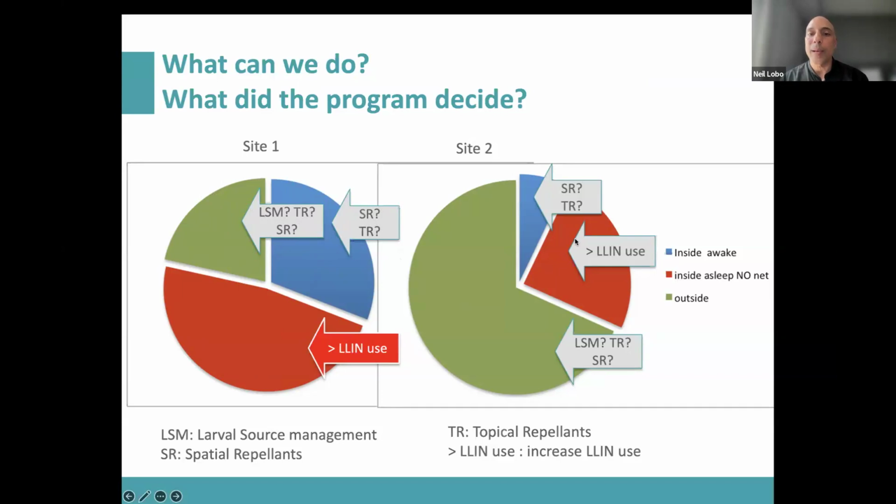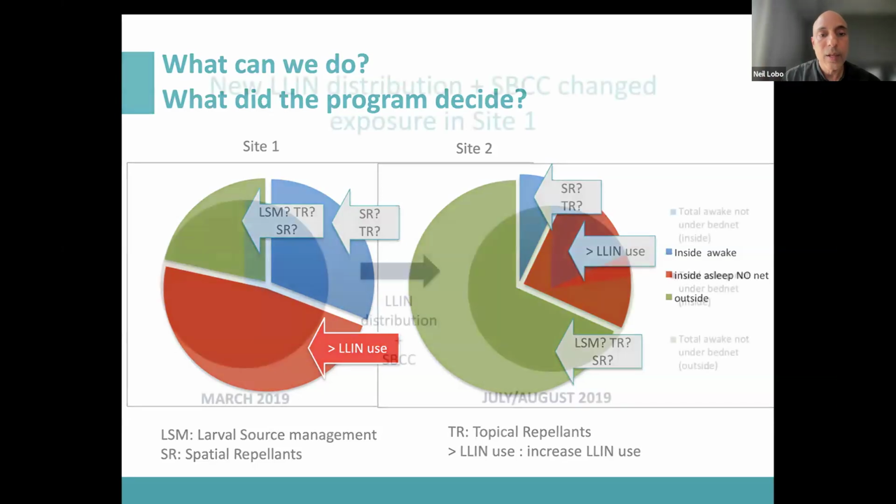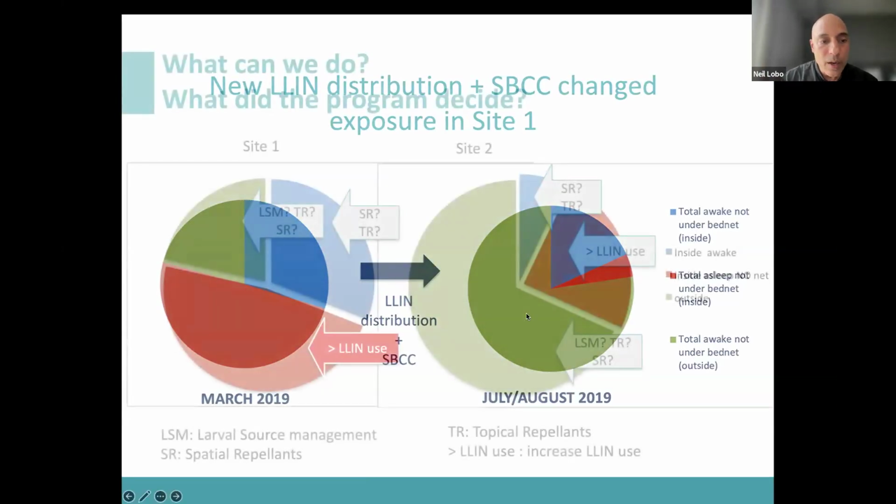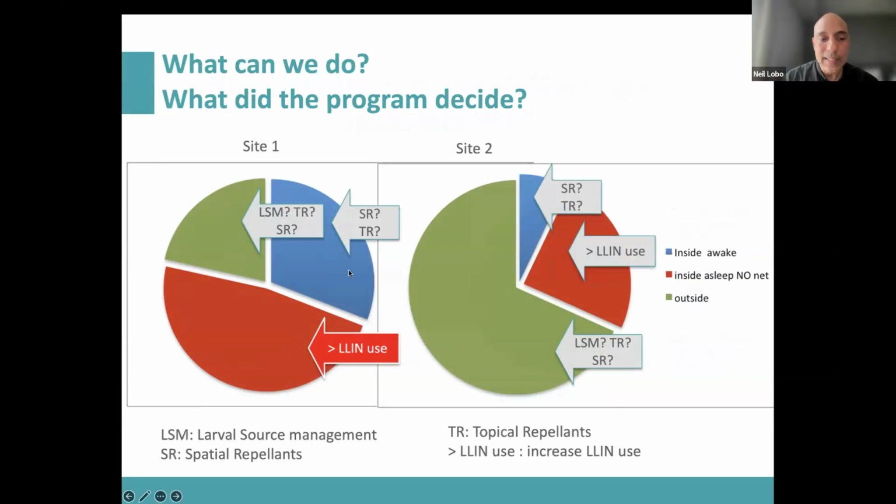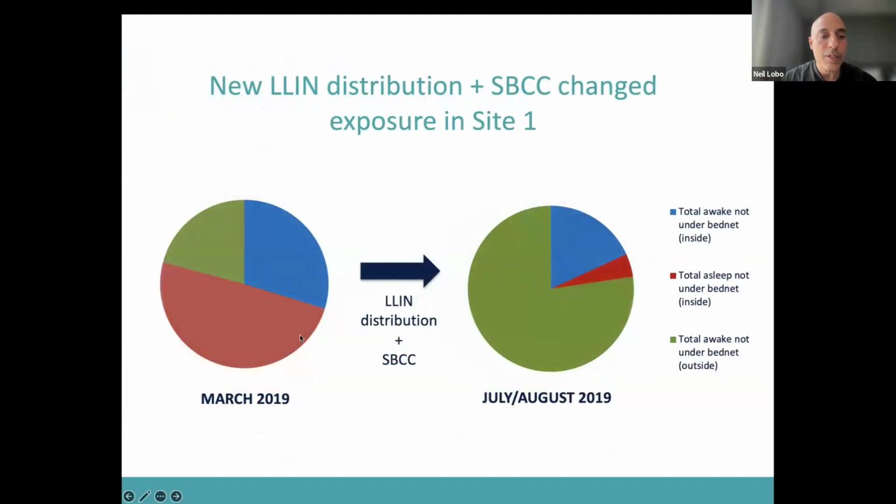The same thing we can apply to site 2, right? Understand where and when transmission is happening, what people are doing, and what intervention might work in those spaces, right? And so we went to the Ministry of Health, and what they said was, hey, the only thing we can actually do right now based on WHO recommendations is increase bed net use. So they had a trial where this figure on the left for site 1 is exactly the same as the figure on the left for March of 2019. And this is what the exposure profiles were in March of 2019.